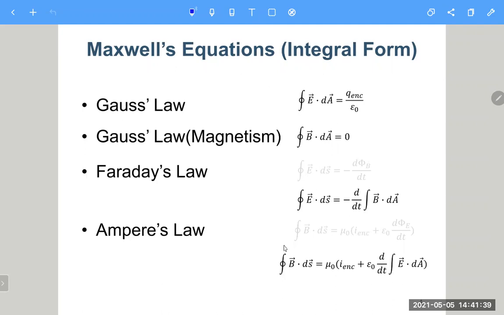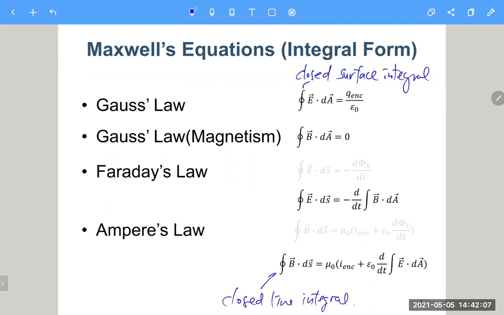And also for these two line integrals, we have a closed path. So we have a circle here to represent the closed line integral. So these are closed surface integrals, and this is for a closed line integral. In mathematics textbooks, usually we rather write it like this.